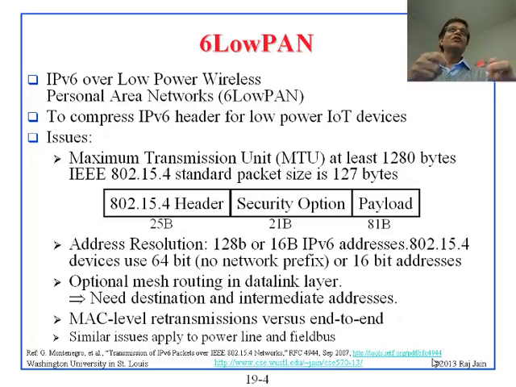We were talking about 64. Here it is 1280. Right? Minimum MTU size in IPv6 is 1280, whereas the maximum here is 127. And out of that 127, you could really use only 81 bytes, or maybe 81 plus 21 bytes if you wanted to be insecure. Basically 25 bytes of header, plus an optional security option of 21 bytes, and then you are left with 81 bytes. So there's not much space.